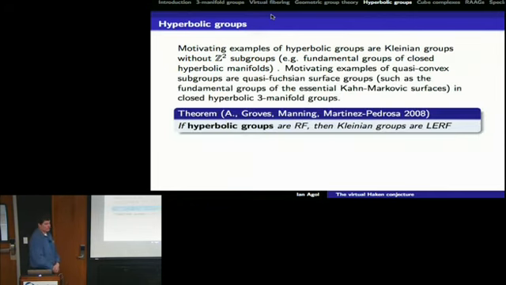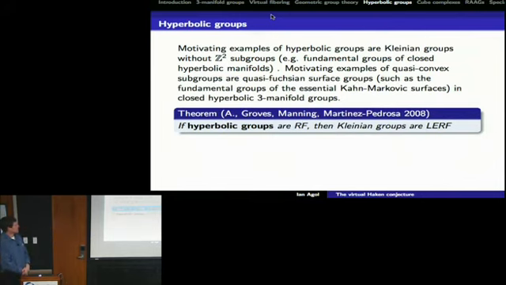And then motivating examples of quasi-convex subgroups are quasi-Fuchsian surface groups, such as the fundamental groups of these Kahn-Markovich surfaces. So in a three-manifold, even in a Fuchsian group, if you had a surface subgroup that preserved a circle in the boundary at infinity of hyperbolic space, then that would be a quasi-convex subgroup with respect to any generating set. If you have a Fuchsian subgroup of a hyperbolic three-manifold group, it's quasi-Fuchsian, and therefore it's also quasi-convex. So those are the motivating examples. So quasi-convexity is a generalization of quasi-Fuchsian or geometrically finite.